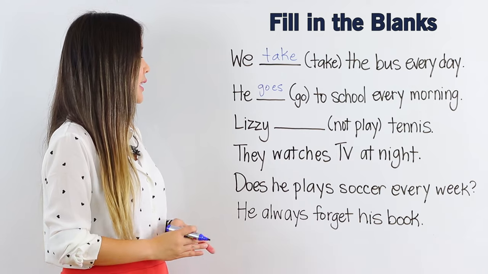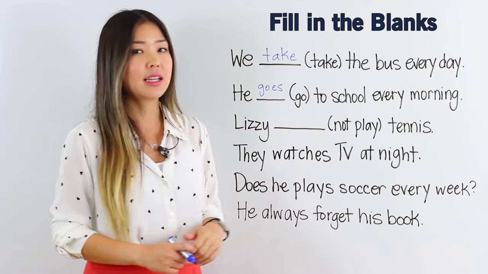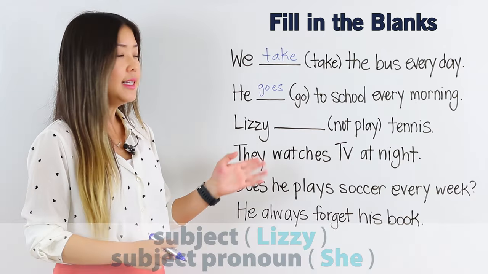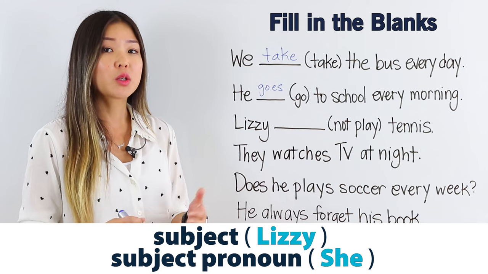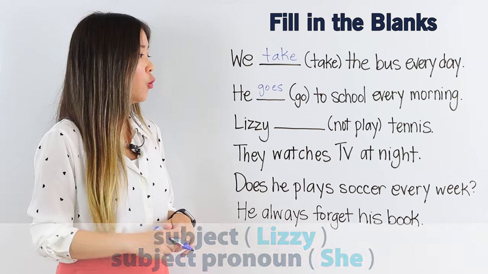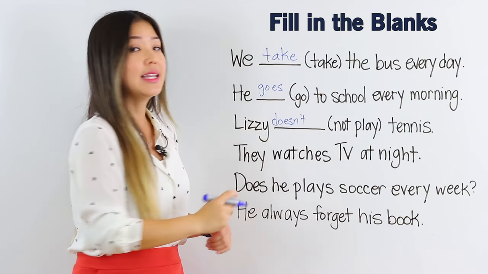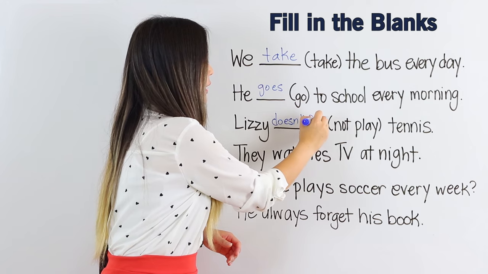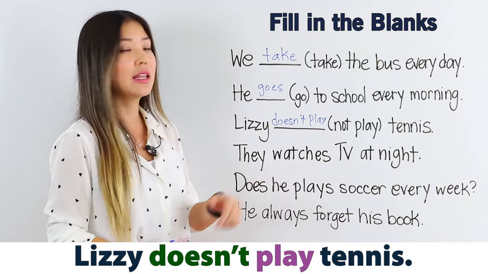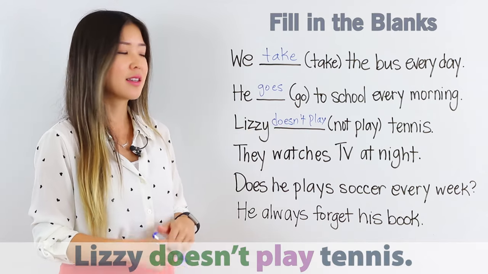In the next sentence, it says Lizzie not play, in parentheses, tennis. Here, I want you to think about the negative form. Lizzie is a she. The subject pronoun is she. So what do we do for the negative? We say does not, or the contraction doesn't, play tennis. We do not add an S or ES to the end of the verb. Instead, we say doesn't or does not.